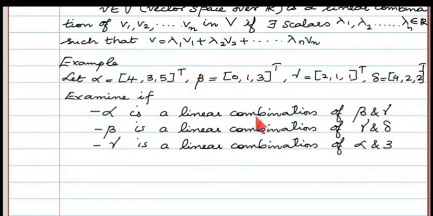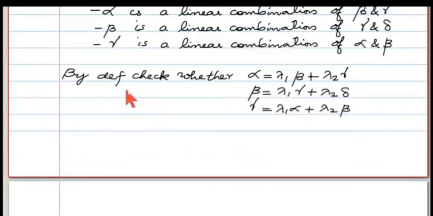Examine if alpha is a linear combination of beta and gamma, beta is a linear combination of gamma and delta, and gamma is a linear combination of alpha and beta. By definition, check whether alpha equal to lambda 1 beta plus lambda 2 gamma, and beta equal to lambda 1 gamma plus lambda 2 delta, and gamma equal to lambda 1 alpha plus lambda 2 beta. So we need to check whether these three equations are satisfied.